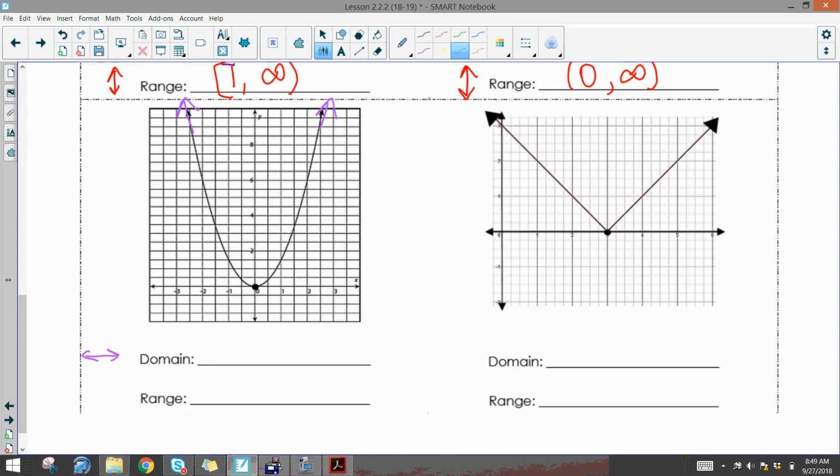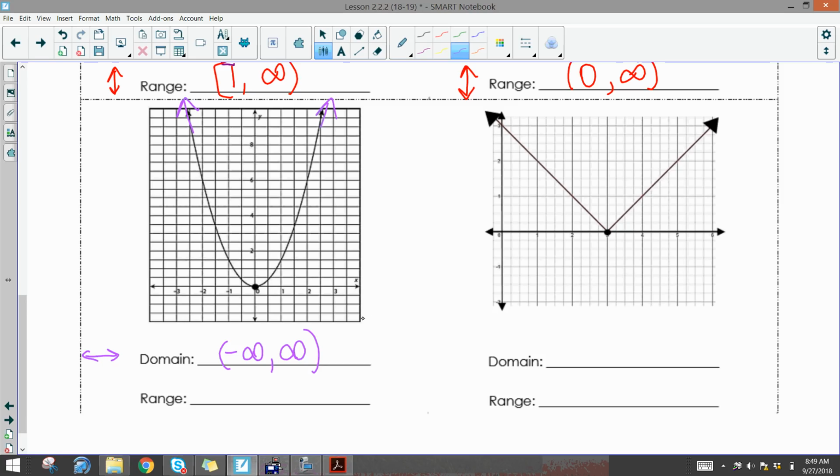I don't care about the up. They look like they're both going up. Great. Save that for range. Domain is only left to right. So this arrow technically is going to the left forever, and this arrow is technically going to the right forever. So your domain here is negative infinity to infinity. All x values are possible here.